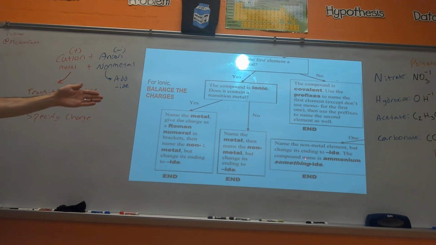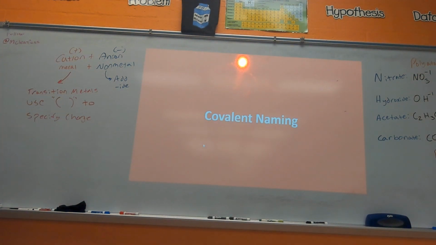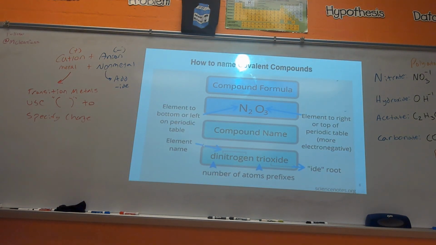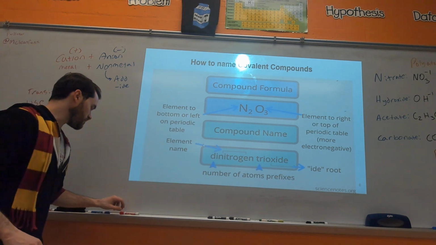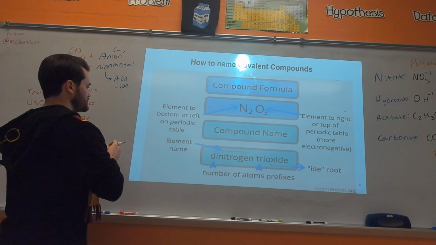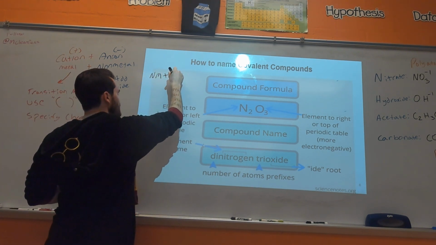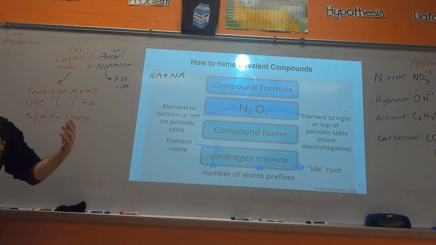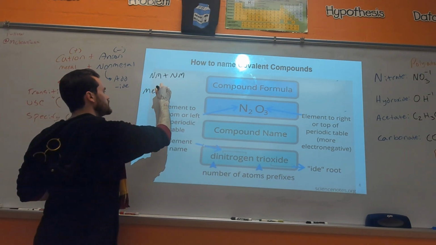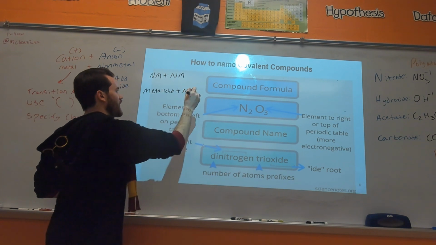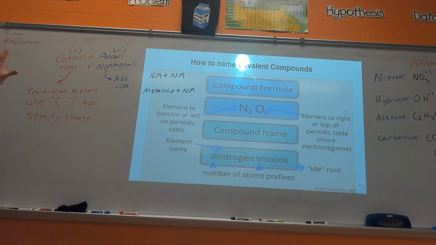Okay, so I'll go over this. I'm not going to try to explain this from this slide, but now we're going to go over, well, what if the first element is not a metal? So covalent naming, that's what we're talking about. Remember, covalent naming is non-metal plus non-metal. So I'll write that up here. Covalent naming: non-metal plus non-metal, and that's typically the story. Or it can be a metalloid plus a non-metal. That's when you do covalent naming. Ionic naming was when it was a metal plus a non-metal, or a cation plus an anion. Okay?